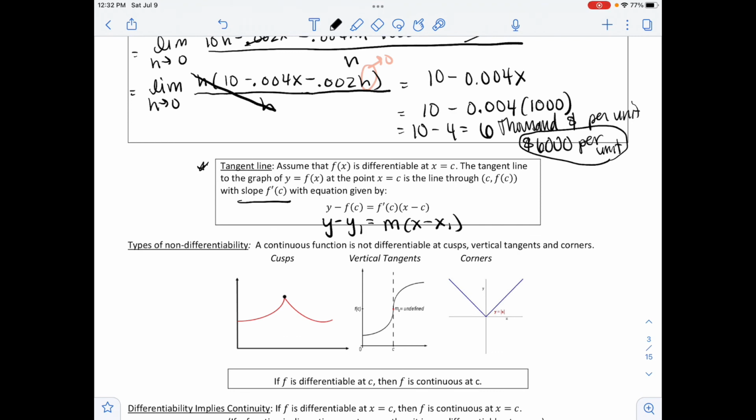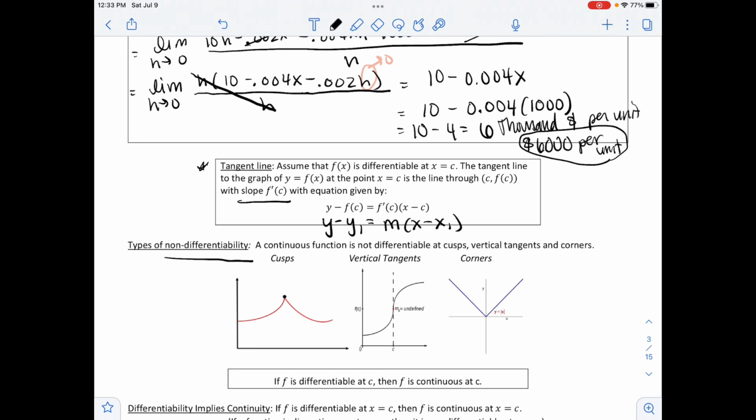So we have types of non-differentiability, which means that something that's not differentiable, which means we cannot find a derivative. And so it says a continuous function is not differentiable at cusps, vertical asymptotes, and corners. The reason why it's not differentiable at cusps and corners is because you can't define the tangent line. It kind of teeter-totters on that point, and so we can't define it. Vertical asymptotes, the slope is undefined at those.